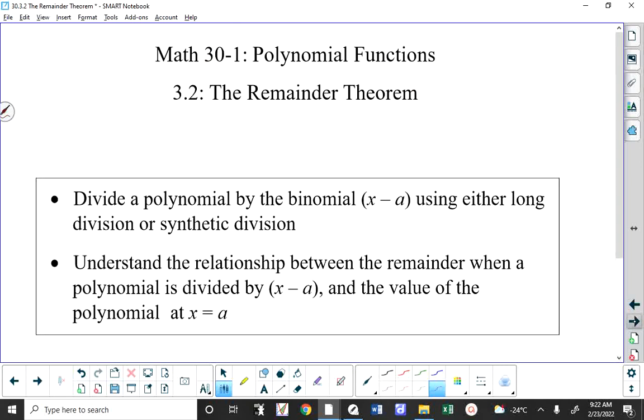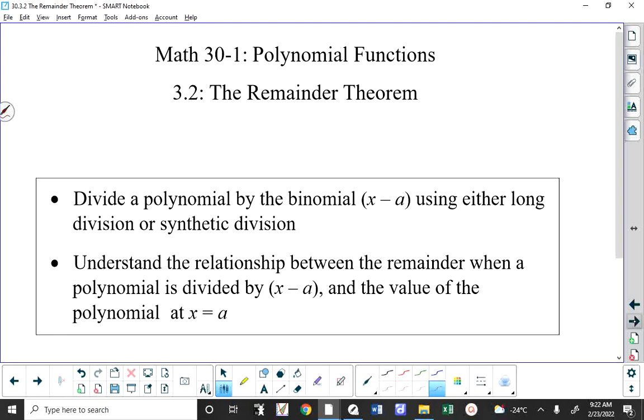This is the next lesson in your handout. The remainder theorem, there's content in the remainder theorem here today that's important for solving specific math problems that you will encounter. But tomorrow when we look at the factor theorem, the remainder theorem is going to be integral in understanding the factor theorem.